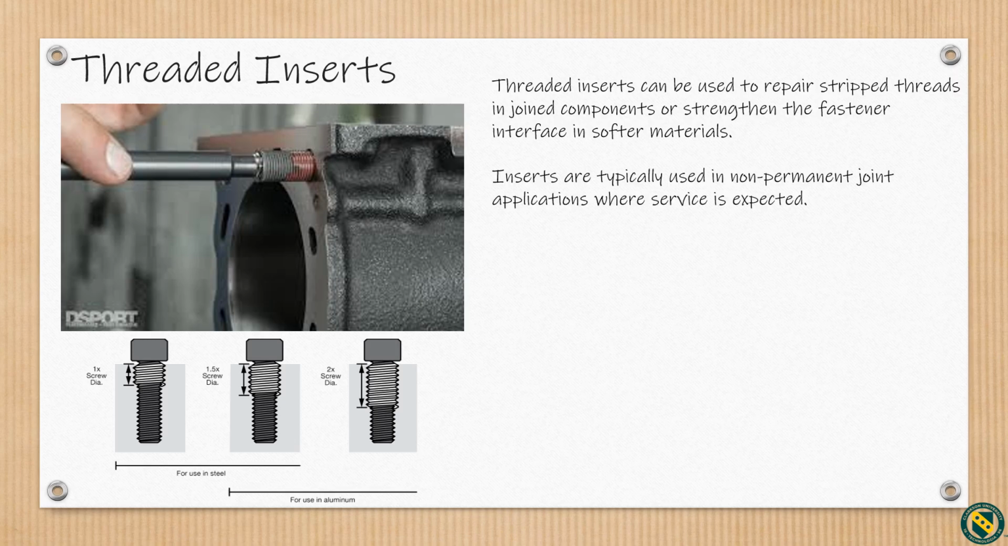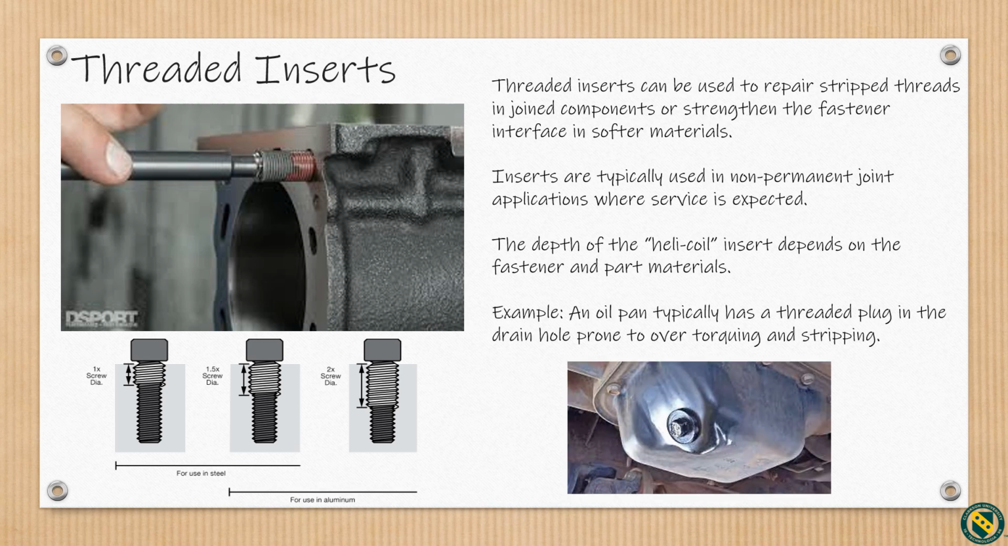Inserts are typically used in non-permanent joint applications where service is expected. The depth of the insert depends on the fastener and part materials. For example, an oil pan typically has a threaded plug in the drain hole prone to over-torquing and stripping. A threaded insert may be used to strengthen or replace threads in the pan.